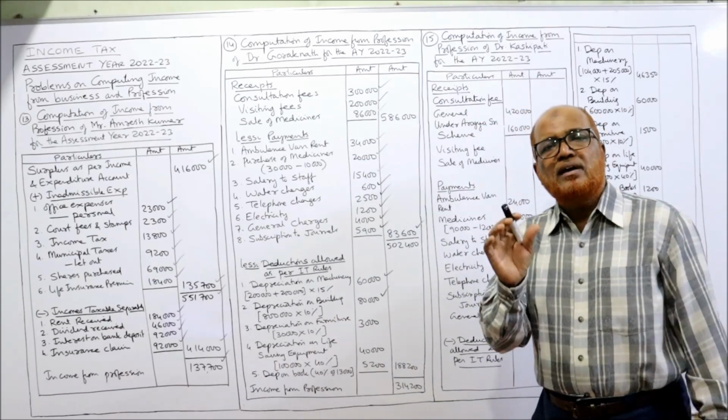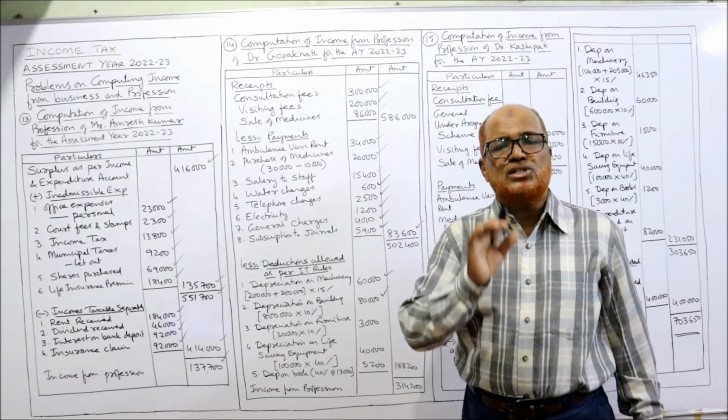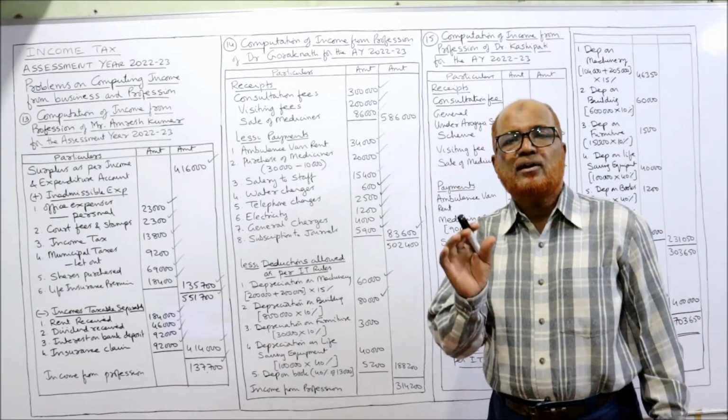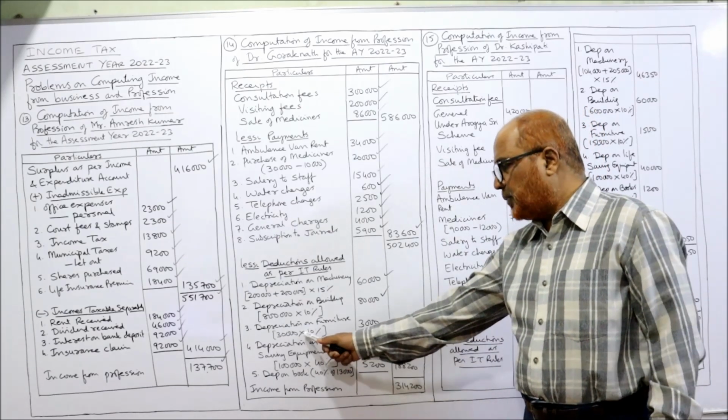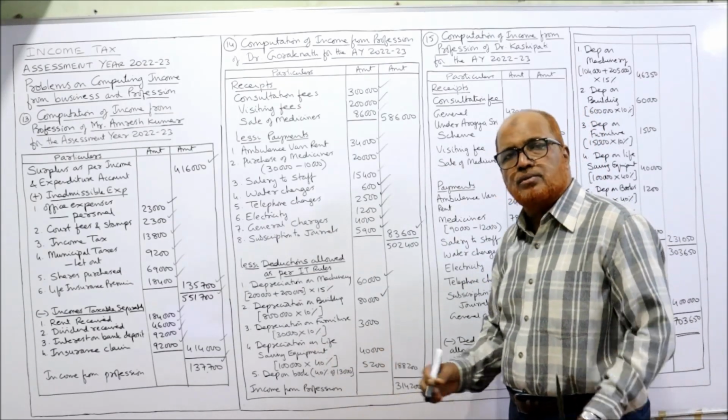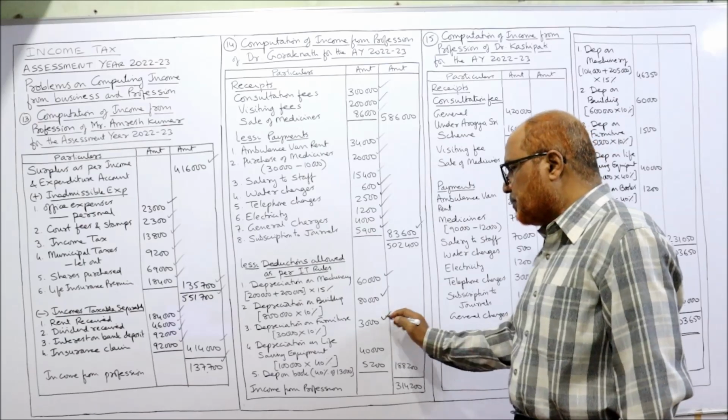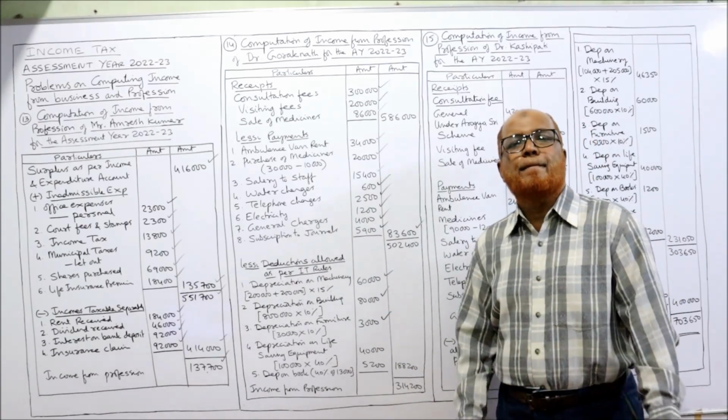At the beginning of the year, furniture was given in adjustment 30,000. Rate of depreciation on furniture 10%. So 30,000 at 10%, 3,000 depreciation. Next comes depreciation on life-saving equipment.